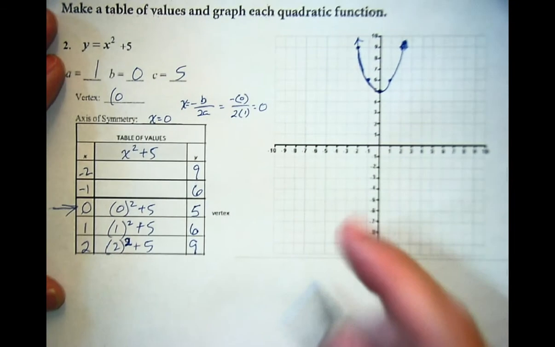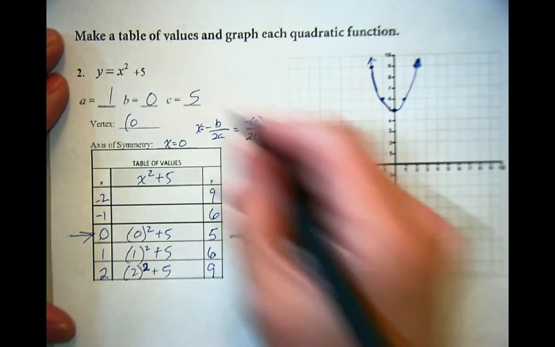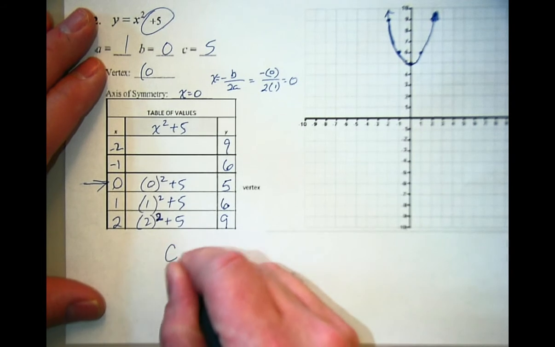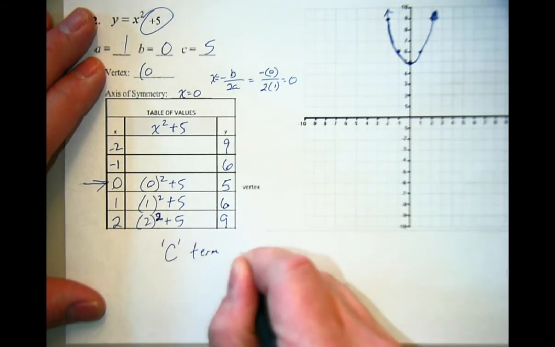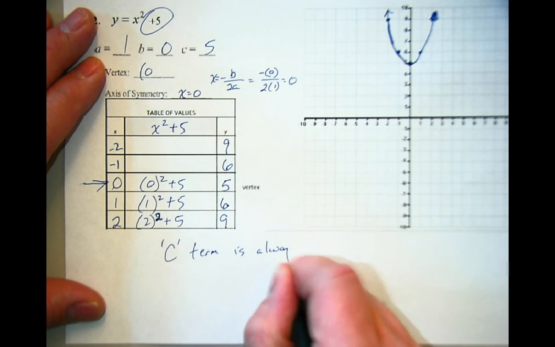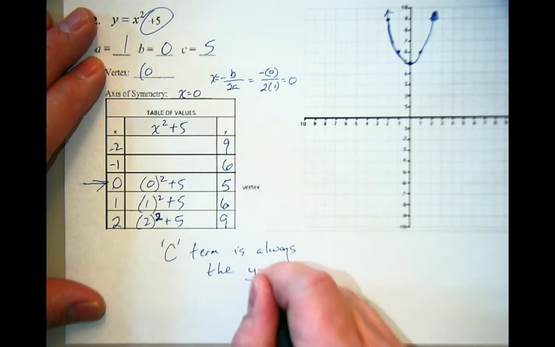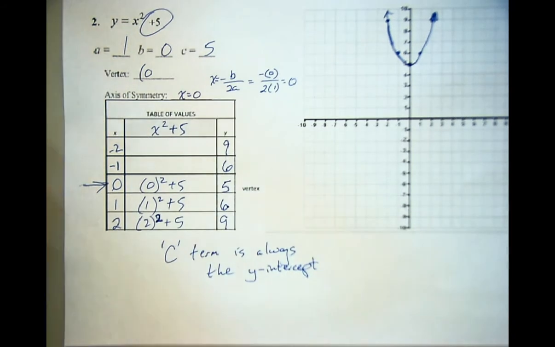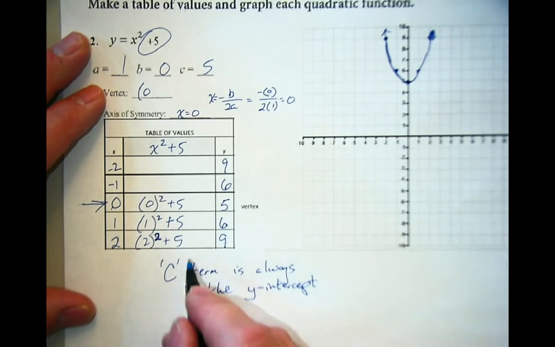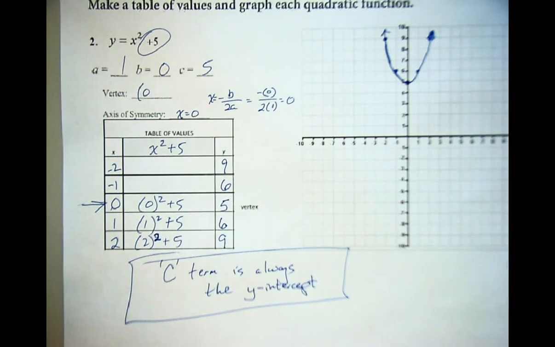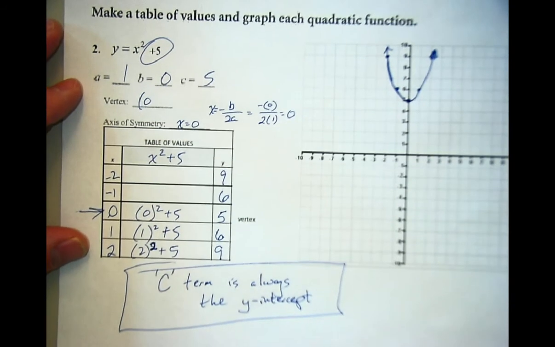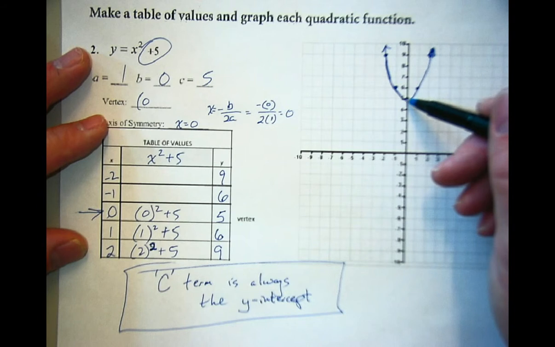The C term. The C term moves your graph up and down. In fact, the C term is always the y-intercept. It just so happens right now the y-intercept is the vertex because there's no B term. But our C term is always the y-intercept. So when we said one of our goals today is to figure out what C does, that's what C does. C moves our graph up and down. For today, our y-intercept happens to be our vertex because we don't have a B, so it's not moving left or right. B moves it left and right, which we do tomorrow.